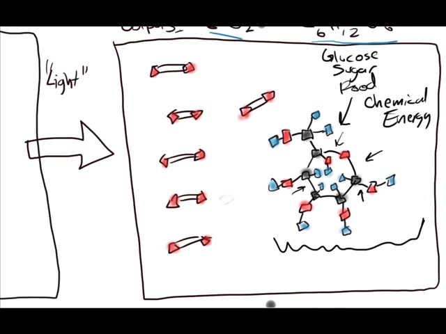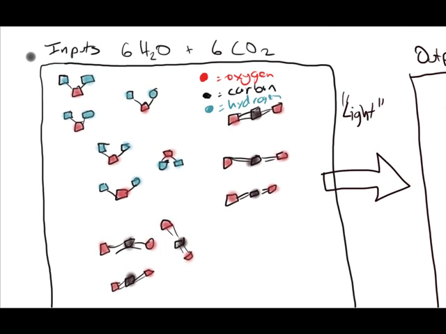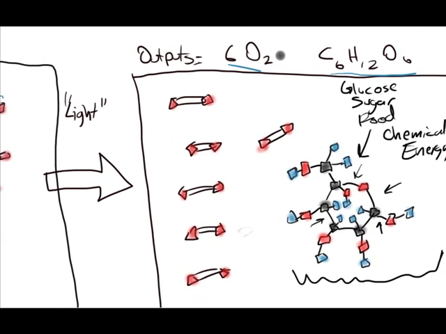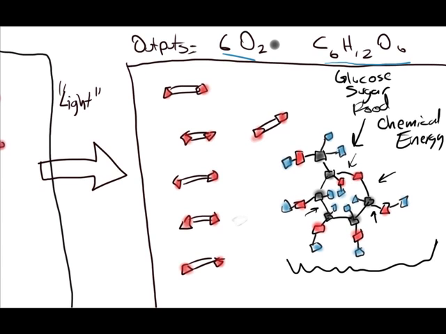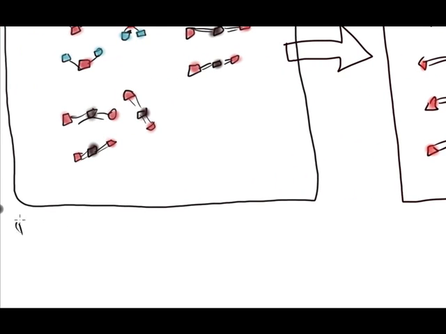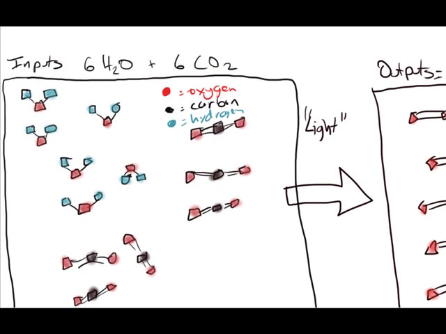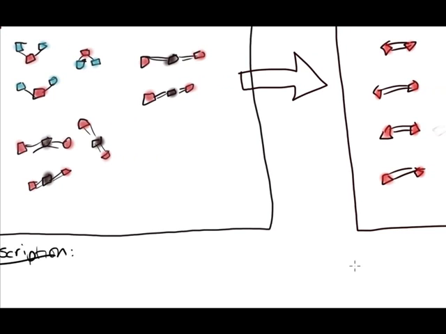This is your master drawing. You have inputs, you have 6 waters, 6 CO2s, you have outputs, 6 oxygens and glucose, and you've drawn them. Now, your job at your tables is to write a description of what plants do during photosynthesis. And you need to put all these in words. You want to talk about water and carbon dioxide and oxygen and glucose.